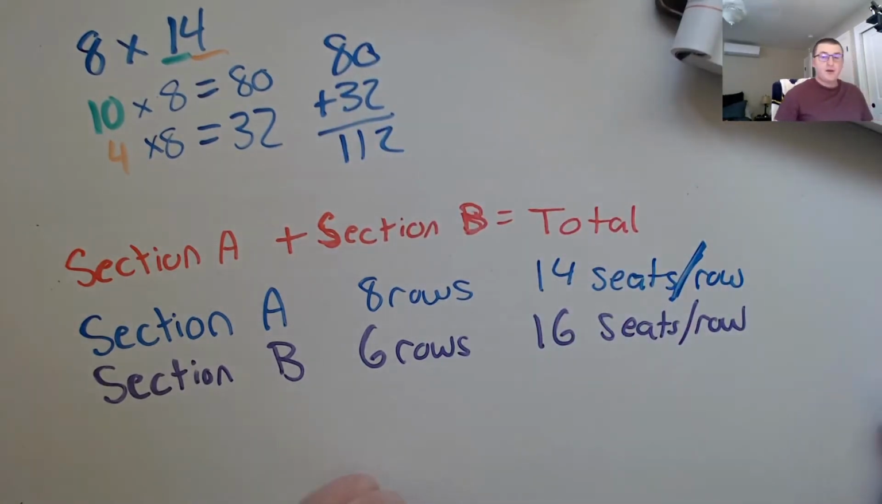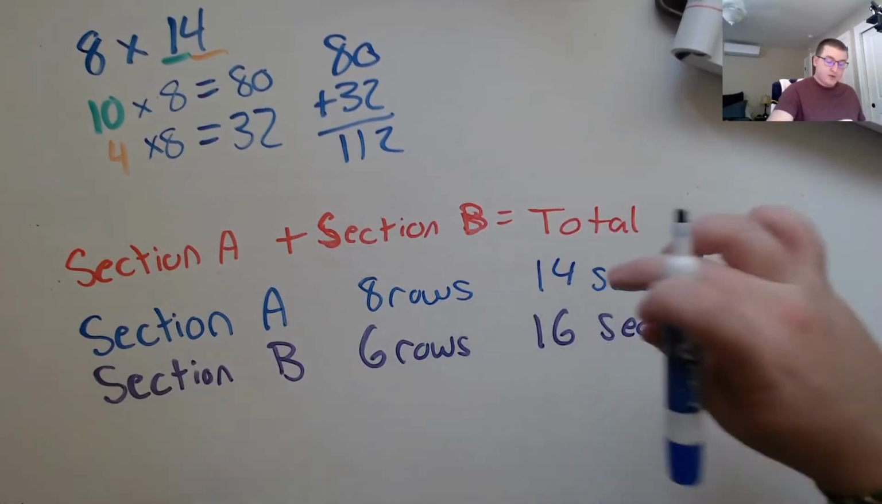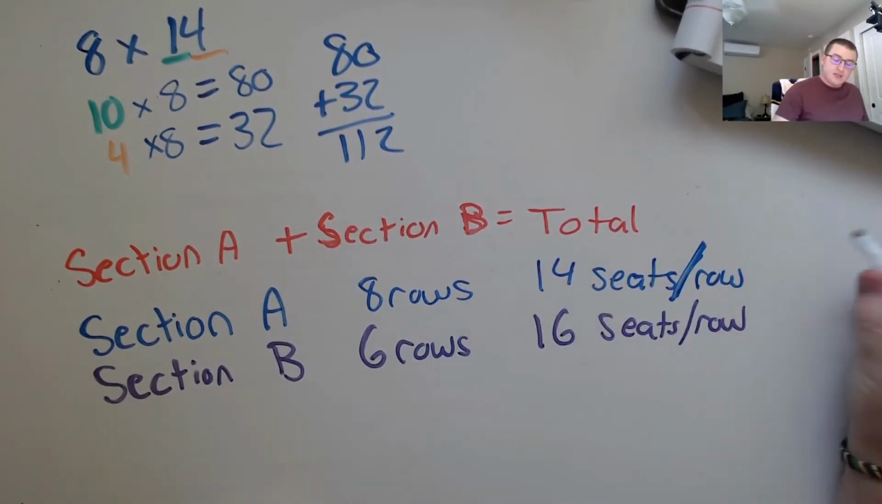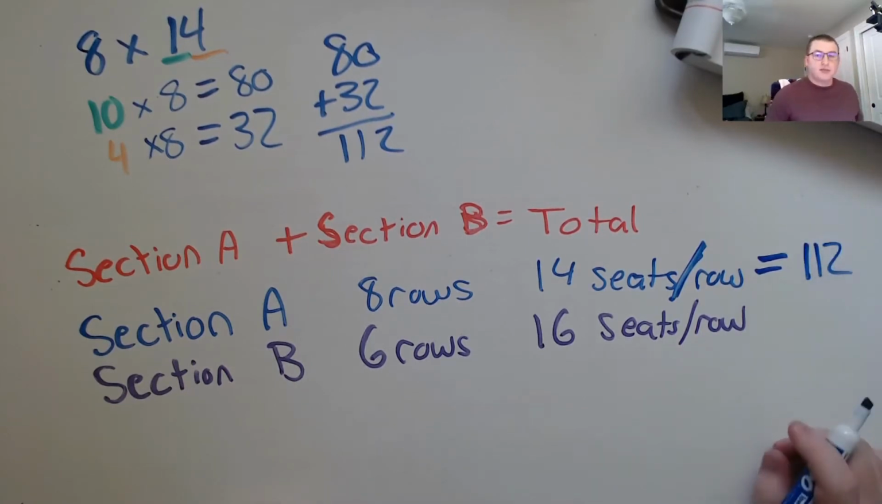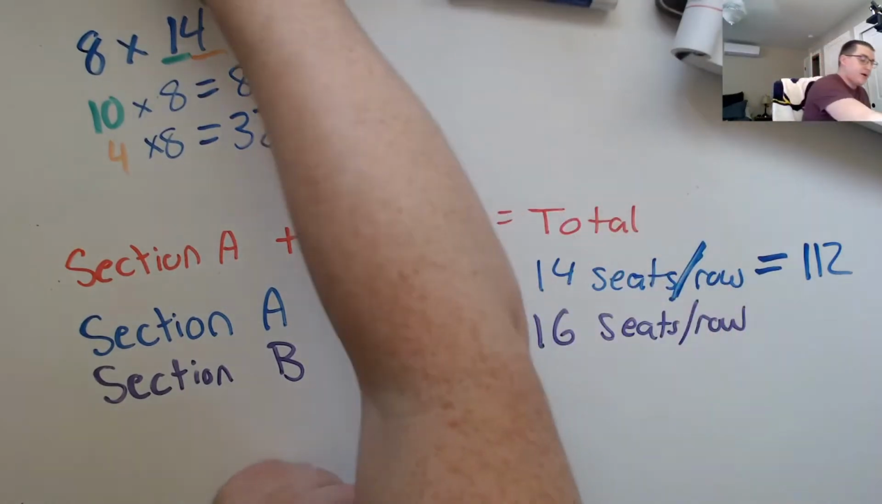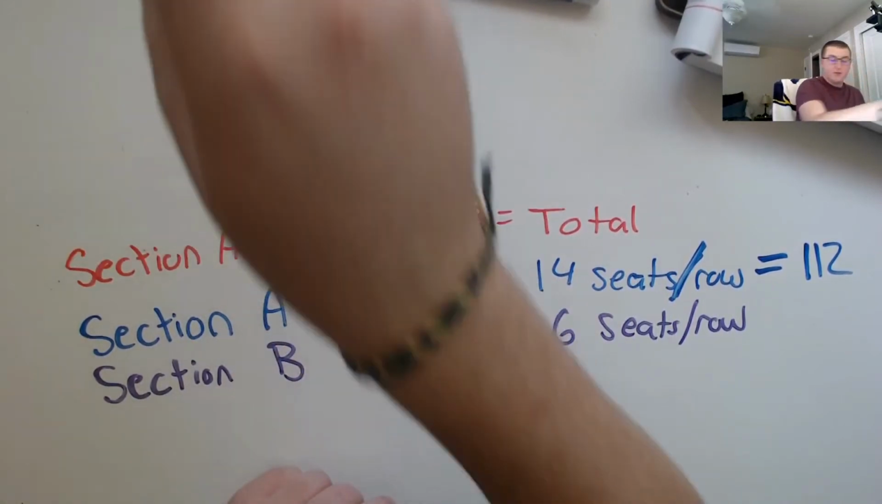So going way back down here to section A, it has 8 rows at 14 seats per row. This is equal to 112 total seats. Okay? So we're going to leave that there for right now. And I'm going to go ahead and erase this math up here so I can use this board space again.